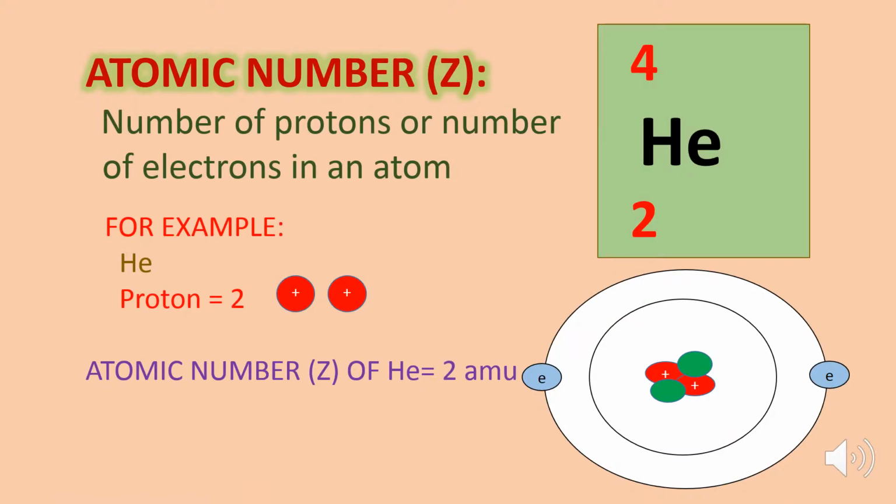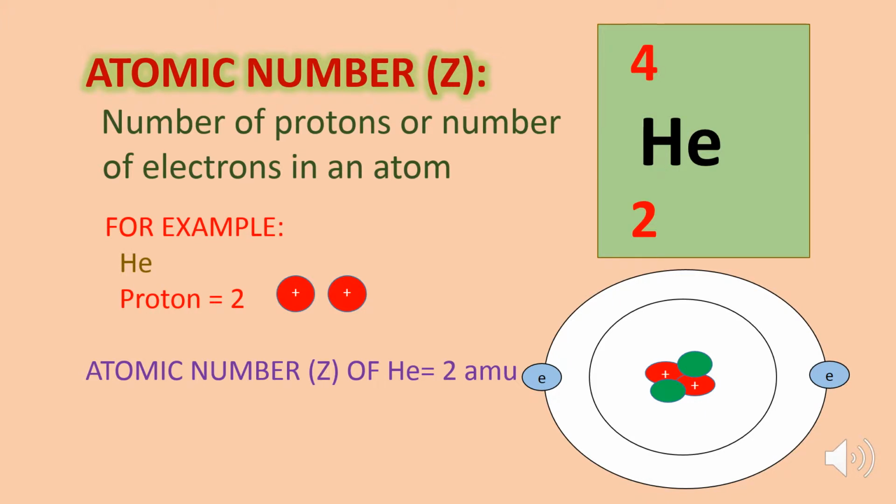Now let's talk about the atomic number. Atomic number is denoted by a capital letter Z. Atomic number is also known as the proton number. Why is it called the proton number? Because it denotes the number of the protons present inside the nucleus of an atom. So by definition, the atomic number is the number of the protons present inside the neutral atom. Now let's take an example of the helium.